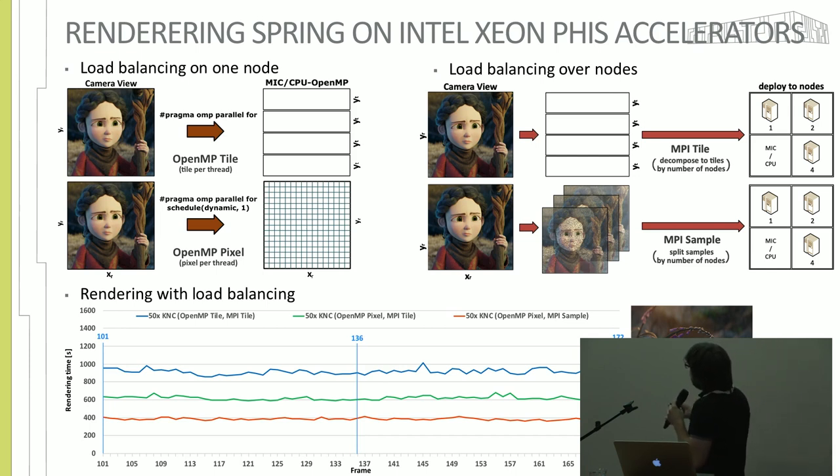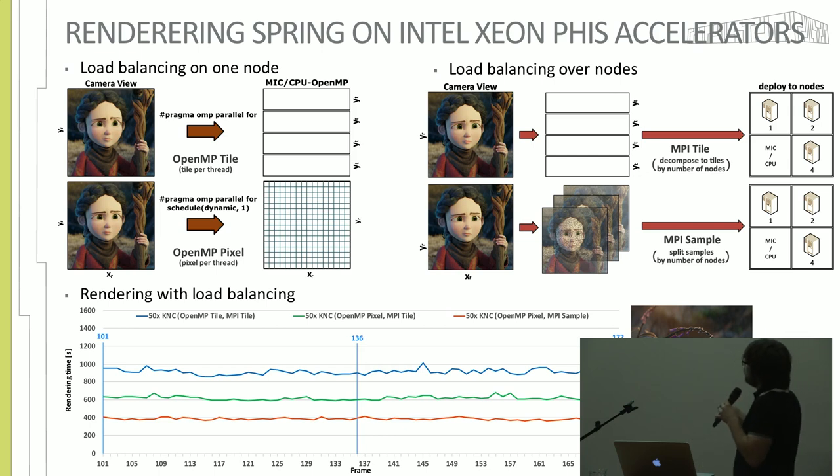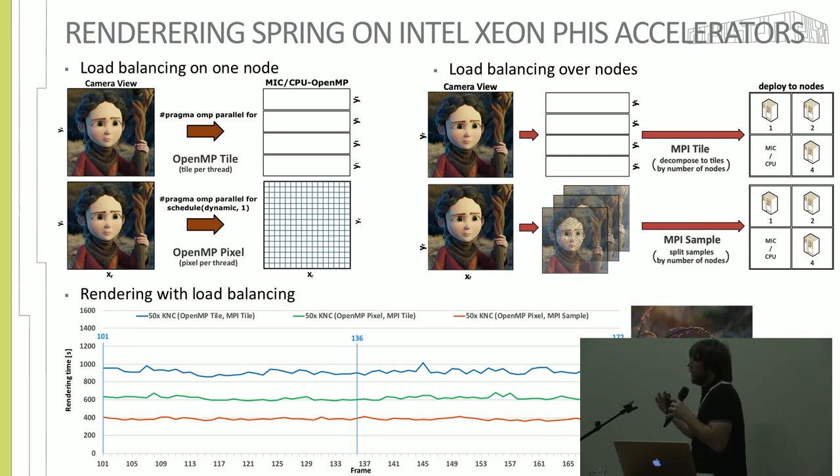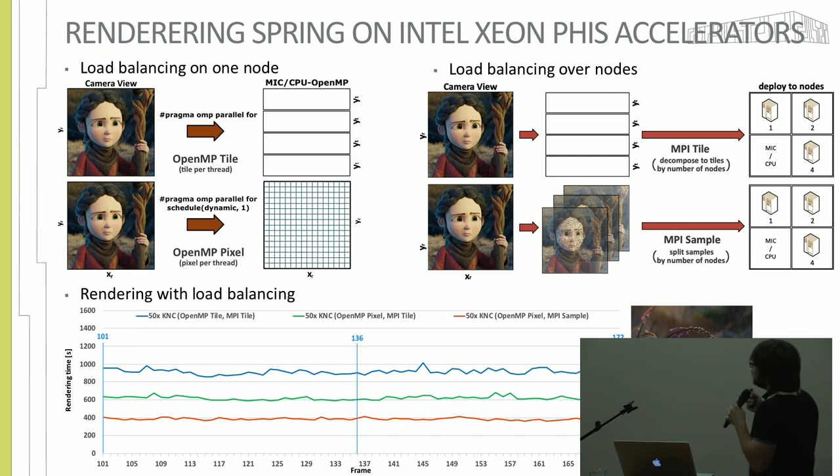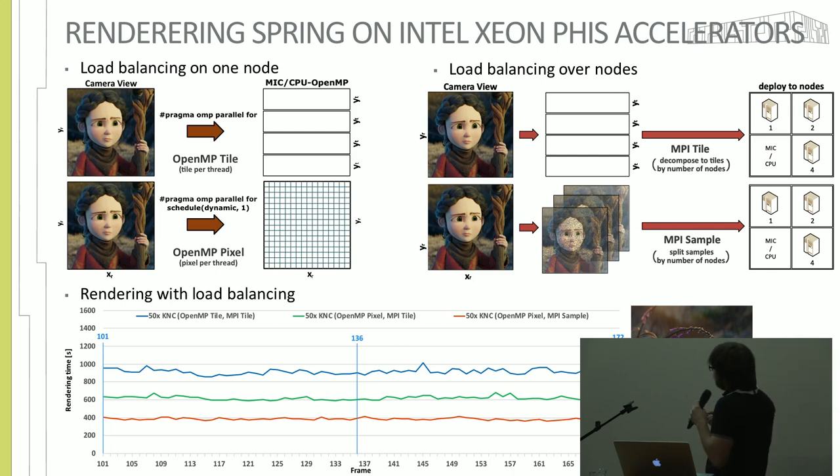This is an example of how we actually did the rendering of the Spring movie on the Xeon Phi accelerators. They need to be treated slightly differently than you would treat a general rendering cluster or general render farm with CPU only. So we needed to implement a different kind of load balancing that fits this kind of architecture.